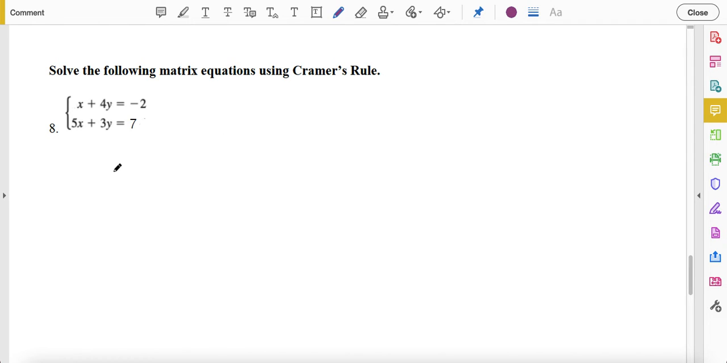All right, so here's what we do. First, we set up our matrix equation. So similar to how we did in the last problem. So here we need a 2 by 2.